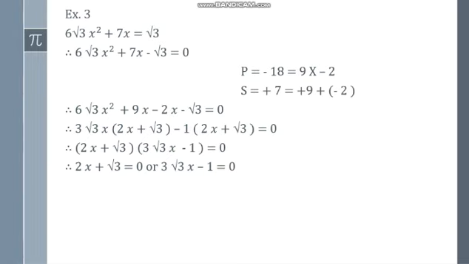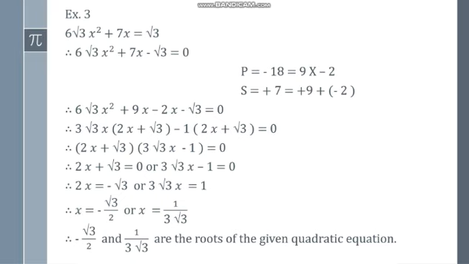Now in the first part, 2x + √3 = 0. That means 2x = −√3, and therefore x = −√3/2. Or 3√3x = −1, where −1 goes to the other side as +1, so 3√3x = 1, therefore x = 1/(3√3). So finally we write the final answer.